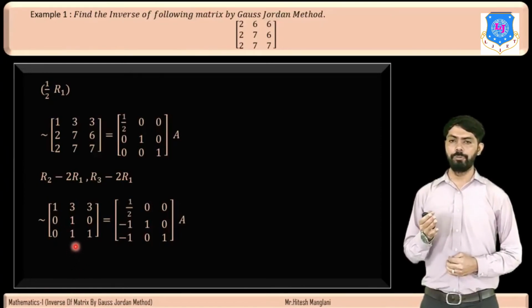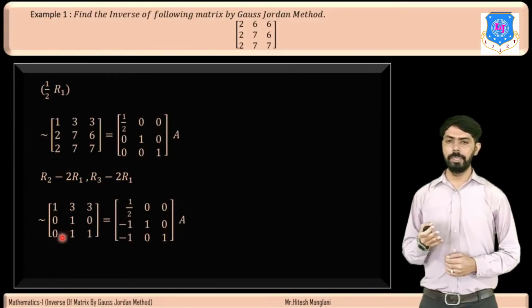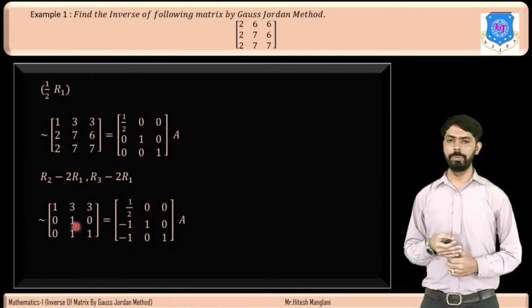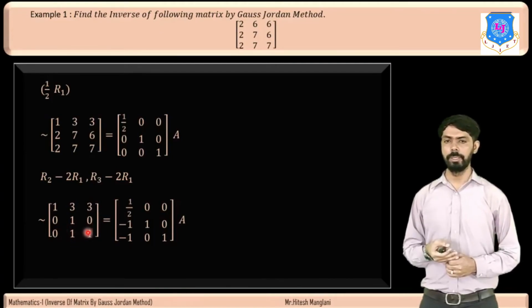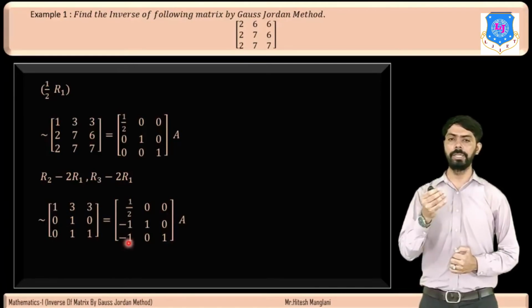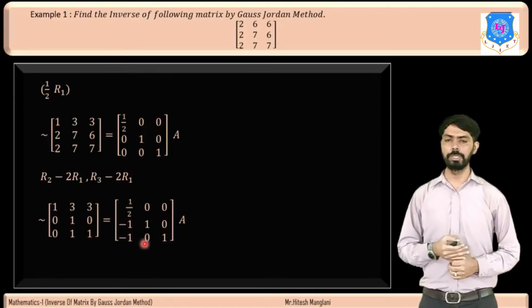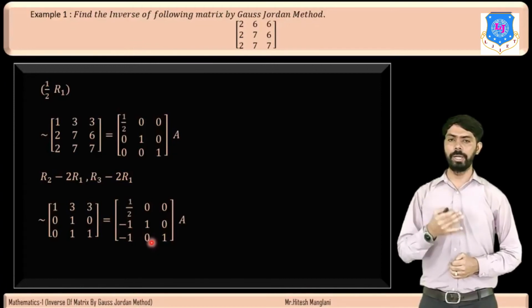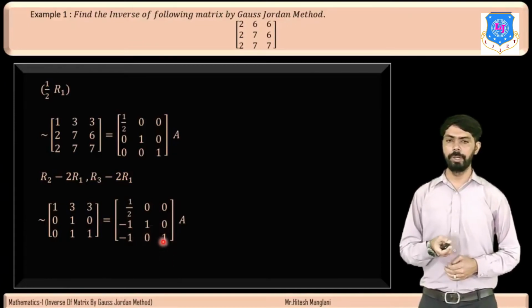So here, if we apply R3 minus R2, then row 3 will be 0 minus 0, so it will be 0. Then 1 minus 1, so it will be 0. Then 1 minus 0, so it will be 1. Same way, if you look at the right hand side, then minus 1 minus minus 1, so minus 1 plus 1, so it will be 0. Then 0 minus 1, so it will be minus 1. Then 1 minus 0, so it will be 1.